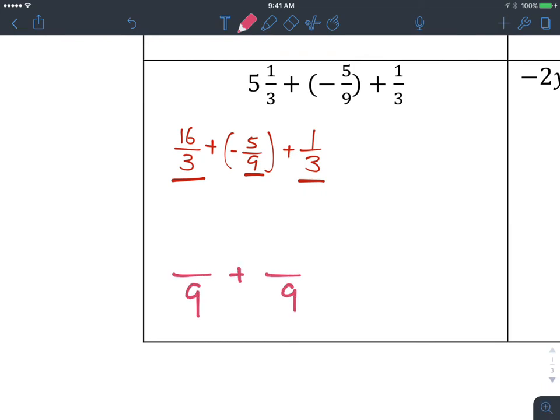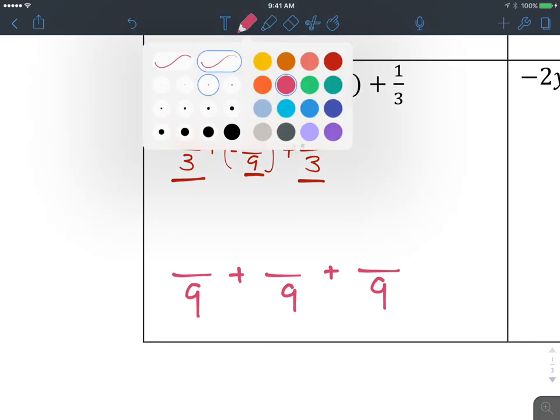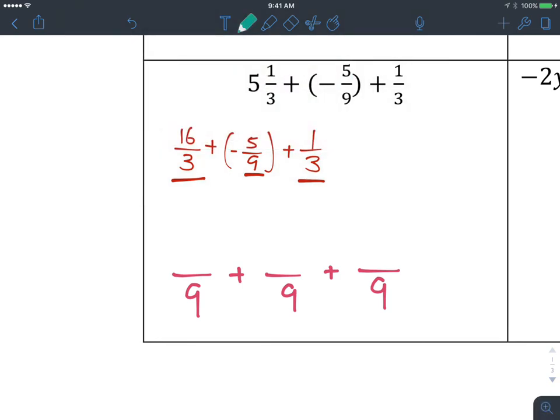So we're going to put all these fractions over 9. We'll start with manipulating the first one. 16 over 3. For 3 to get to 9, we're going to need to multiply the bottom by 3, which means we're going to multiply the top by 3 as well. 16 times 3, that is 48.